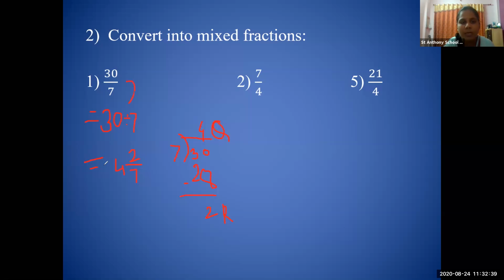Here in the integral part our quotient will come. And the remainder will go up. Understood everyone? So when we divide the numerator by the denominator, 7 4s are 28, 2 is the remainder. Now our denominator remains as it is. We write our quotient, the answer, as the integral part, and our remainder will go up, meaning that will be our numerator. Understood everyone? Yes?